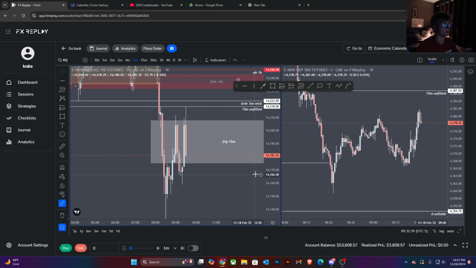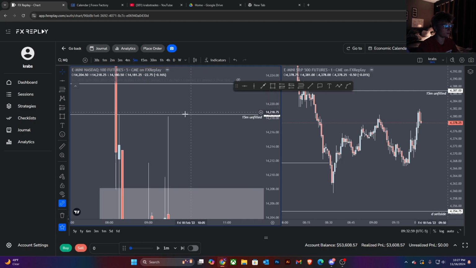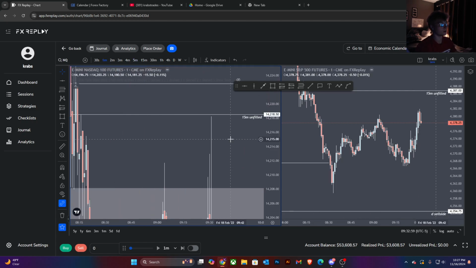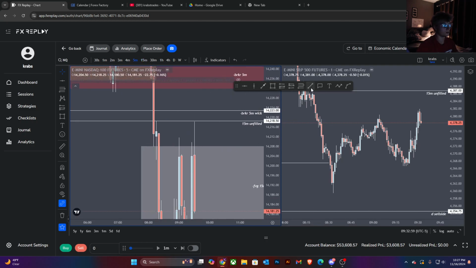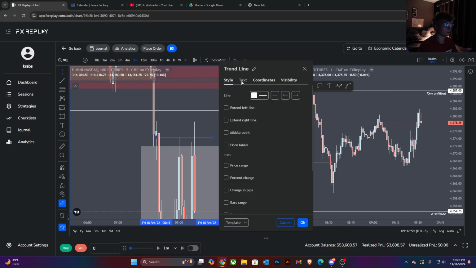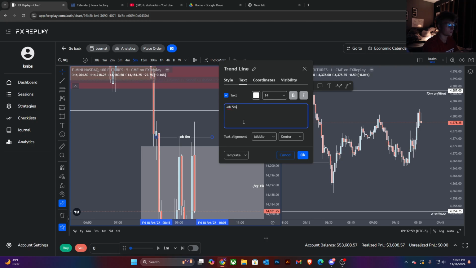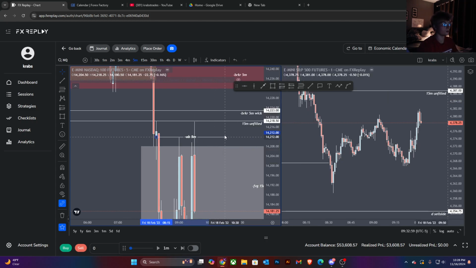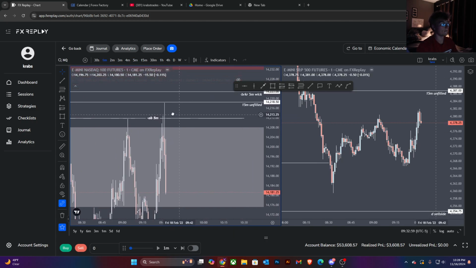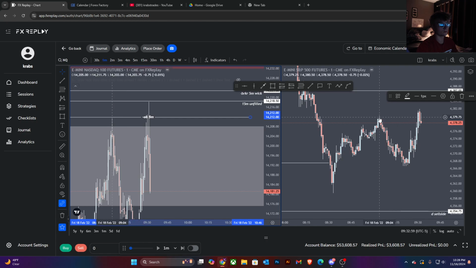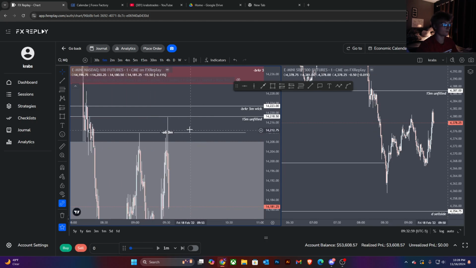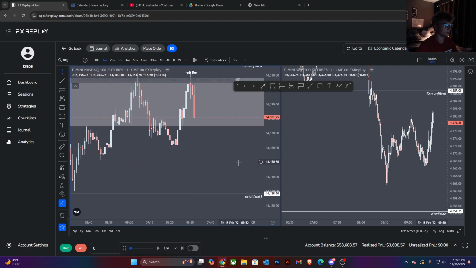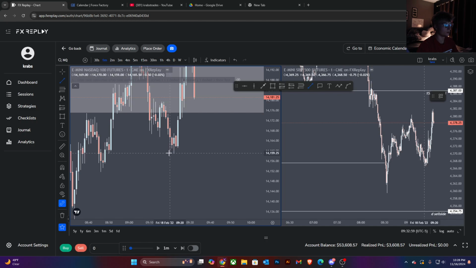Alright, 15-minute here. Left was not tapped. Rejection of this 5-minute order block. Five-minute OB rejected. No SMT. Let's see, do we have any? We do have equal lows.